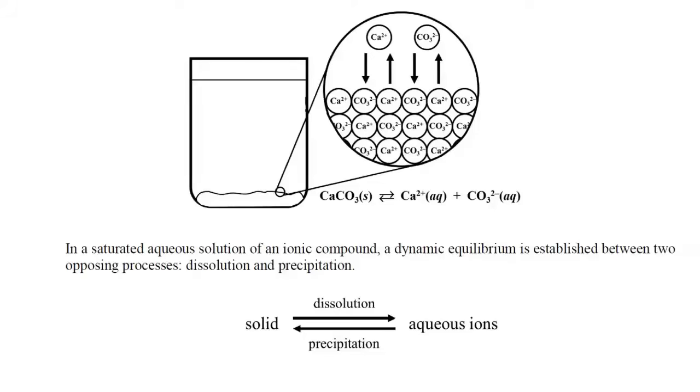That process is known as dissolution, but there are also aqueous ions that are turning back into the solid form. That's known as precipitation. So in a saturated aqueous solution of an ionic compound, a dynamic equilibrium is established between two opposing processes: dissolution, going from solid to aqueous ions, and precipitation, going from aqueous ions to solid.